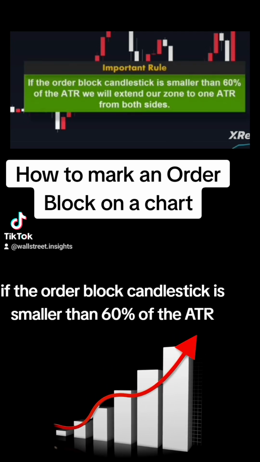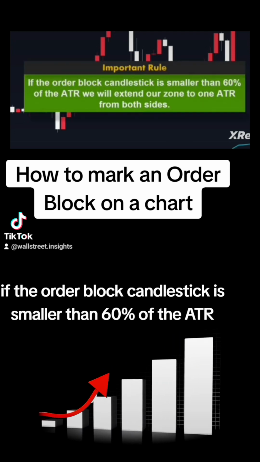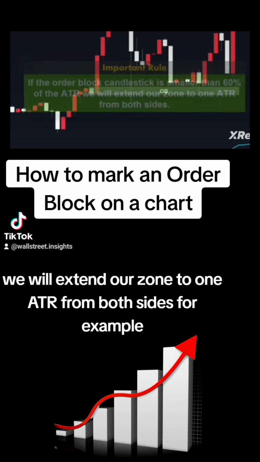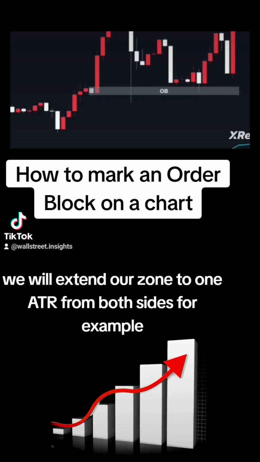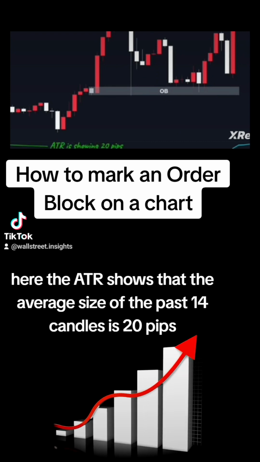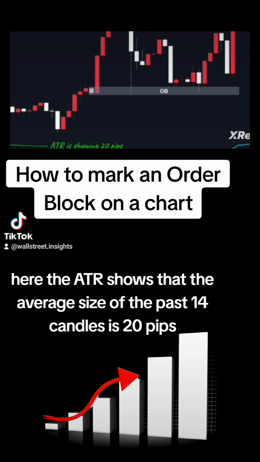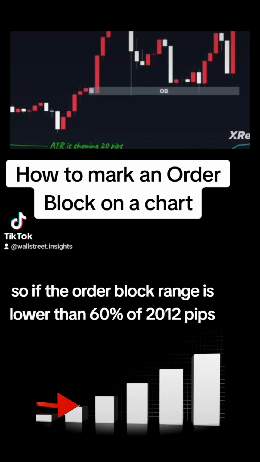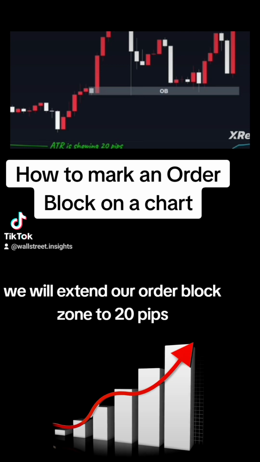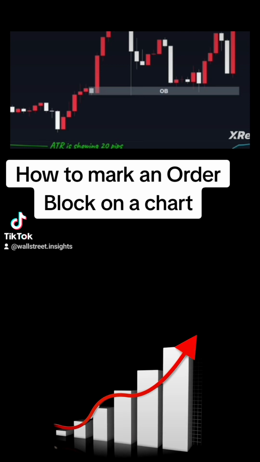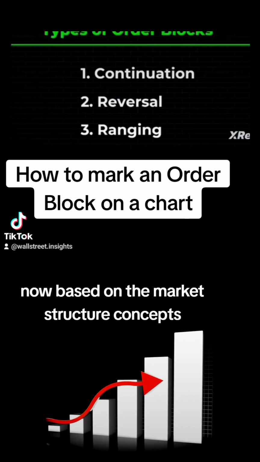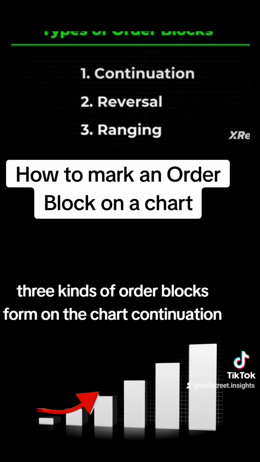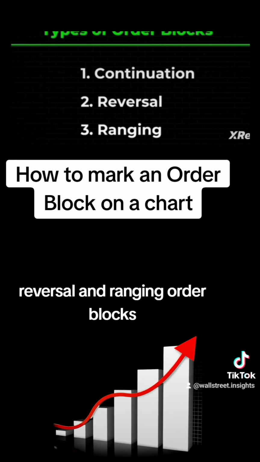If the order block candlestick is smaller than 60% of the ATR, we will extend our zone to 1 ATR from both sides. For example, here the ATR shows that the average size of the past 14 candles is 20 pips, so if the order block range is lower than 60% of 20 pips, we will extend our order block zone to 20 pips. Now, based on the market structure concepts, 3 kinds of order blocks form on the chart: continuation, reversal, and ranging order blocks.